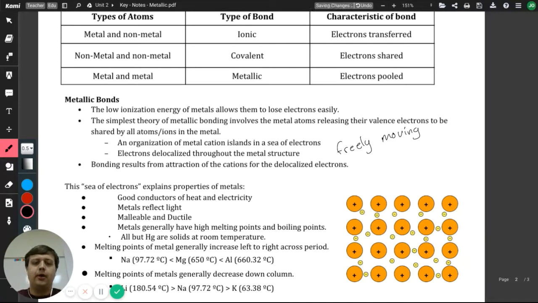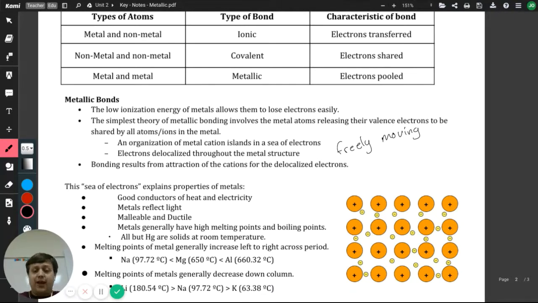Now, the bonding results. The reason that a metallic bond forms is because those electrons are going to be delocalized. And so what that means is those electrons will start to float away from one thing. Well, now we've got a charge that's going to form. And so those metals, with a positive charge and a negative charge, are going to start to attract each other. That's how a metallic bond actually forms.